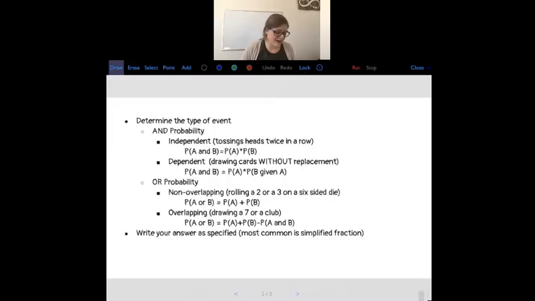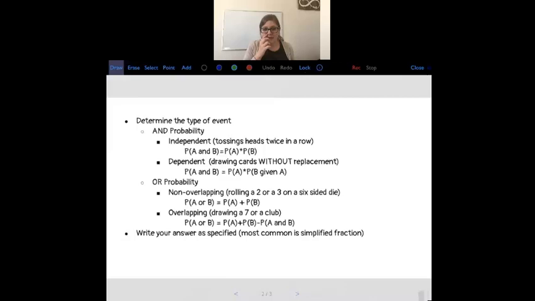So the first tip that I have is determine the type of event that is given in the certain problem that's on the mini project. So if you have AND probability, there's two different types of AND probabilities. The first is an independent event. So let's say you want to toss heads twice in a row, so heads and heads. The second toss does not depend on the first toss, and the formula there is probability of A and B is given by probability of A times probability of B.